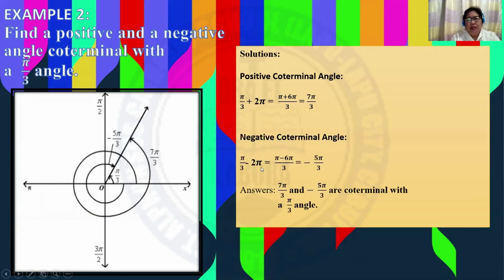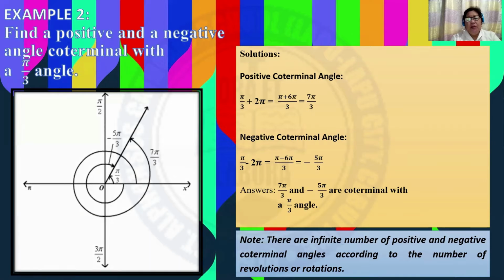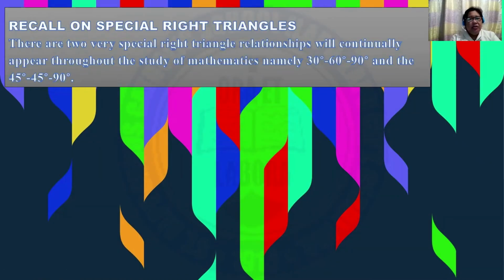For a negative coterminal, you will have pi over 3 minus 2 pi. So find the LCD, and it will give you negative 5 pi over 3. So again, the answers are 7 pi over 3 and negative 5 pi over 3. They are the coterminal angles of pi over 3. And take note, there are infinite number of positive and negative coterminal angles, and it is according to the number of revolutions or rotations. Next, let us recall the special right triangles.